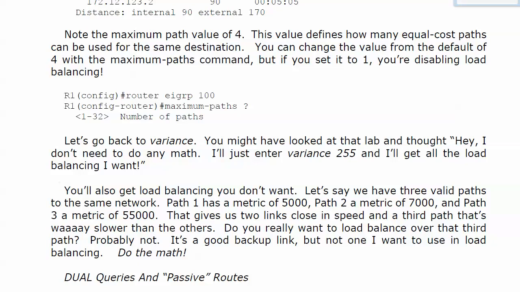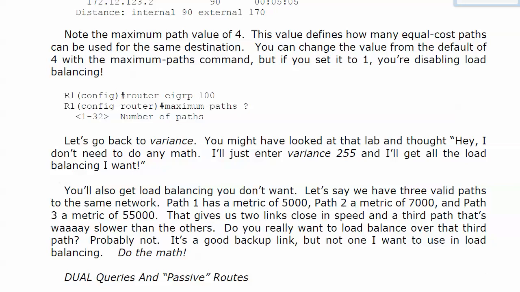And let's say that you have 3 valid paths to the same network. EIGRP has determined that your 3 paths are valid, they're loop-free, no problems whatsoever. Path 1 has a metric of 5,000. Path 2 has a metric of 7,000. That's pretty close. And path 3 has a metric of 55,000. Now that gives us 2 links that are really close in speed, and a third path that is way slower than the others. When you've got one path that is 11 times as slow as the other, maybe you don't want load balancing there. It's a good backup link. We'll take all the redundancy we can get as always, but it's not one I would use in load balancing.